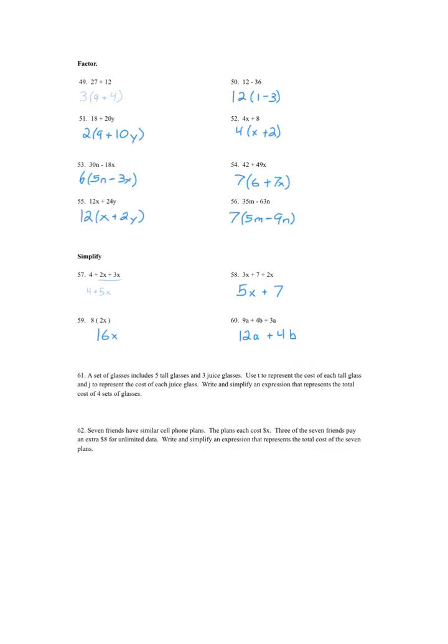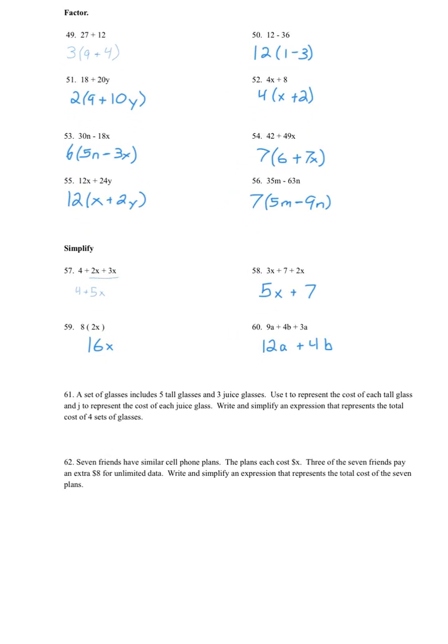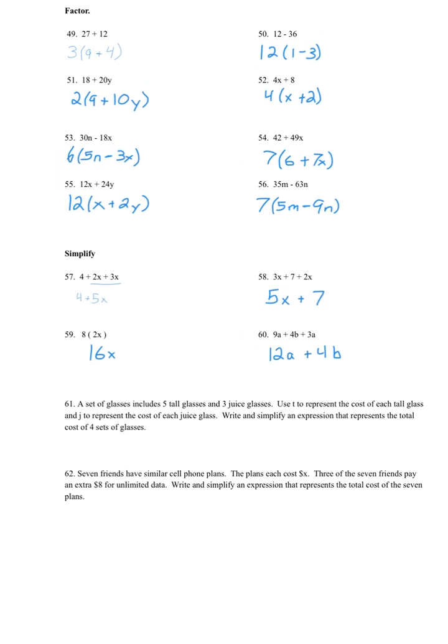Looking at our two story problems, we are going to write expressions using the information that is given in the problem. So 61 says, a set of glasses includes 5 tall glasses and 3 juice glasses. Use T to represent the cost of each tall glass and J to represent the cost of each juice glass. Write and simplify an expression that represents the total cost of 4 sets of glasses.